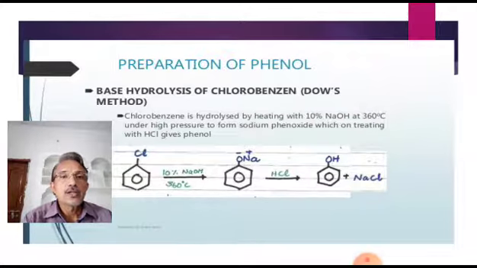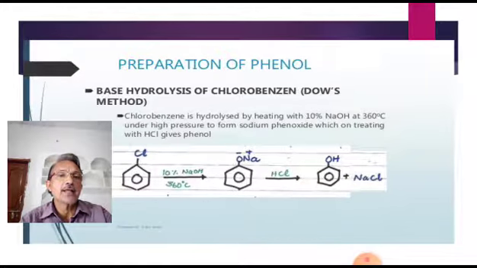Look at the equation. Chlorobenzene reacts with 10% sodium hydroxide at about 360 degrees centigrade to give sodium phenoxide. This sodium phenoxide on treating with HCl gives phenol. Besides phenol, we also get NaCl as a byproduct.